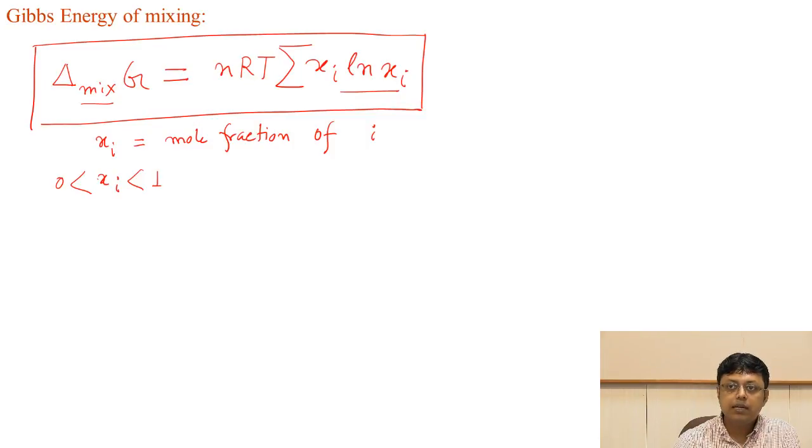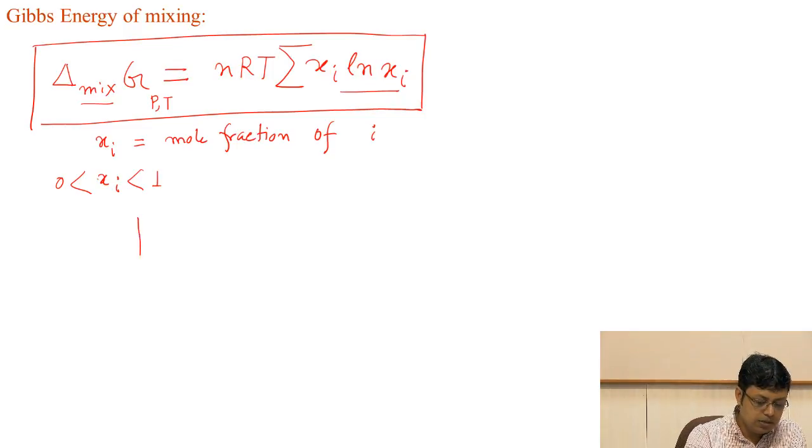So once we mix the things, again, don't forget that we always have to write that this is done at a constant pressure and temperature. So when we mix two components together, the total free energy changes, and it is negative, which means it is a spontaneous process.